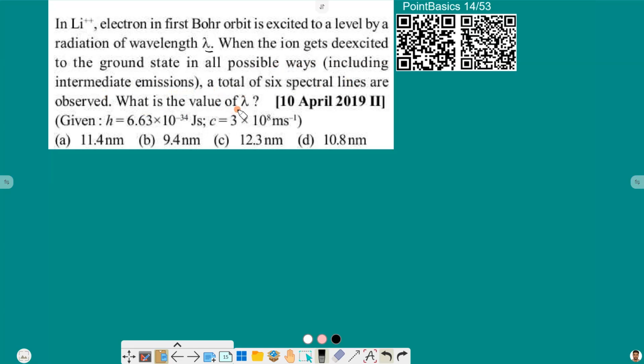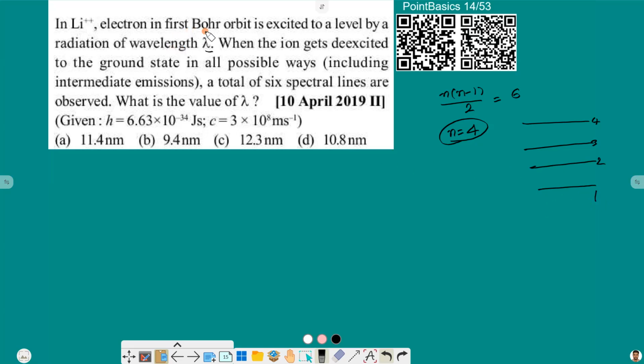So it is mentioned that there are a total of 6 spectral lines, and we know that the formula for the number of spectral lines is n(n-1)/2, and it is given equal to 6. So the value of n which satisfies this is 4. It means that our transitions are happening between the fourth level and the lower levels.